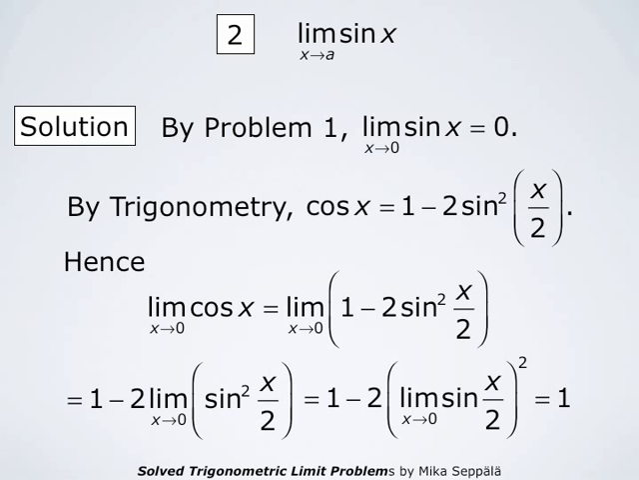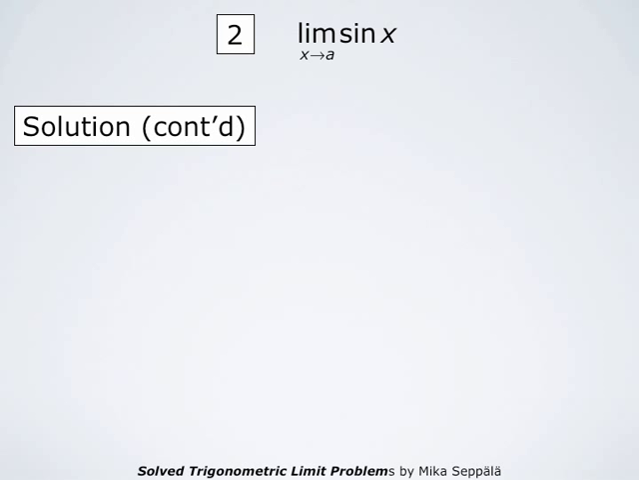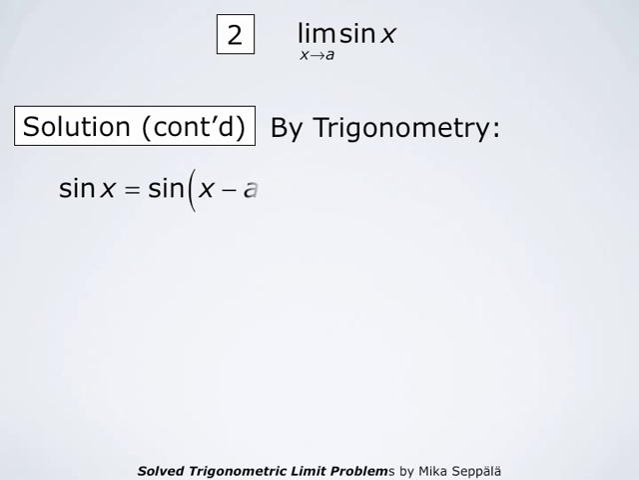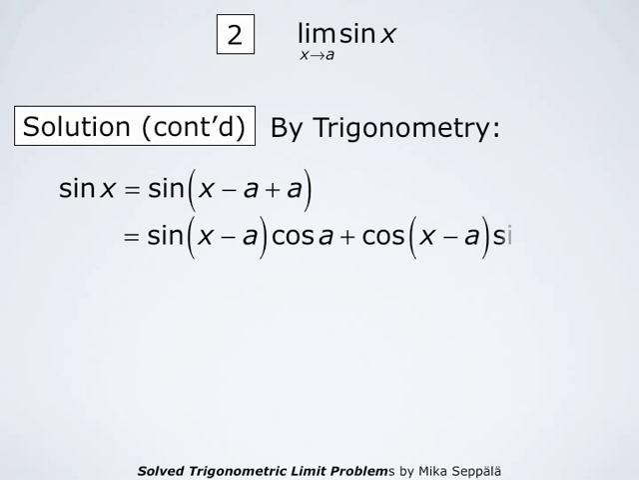We need this information just in a moment. By trigonometry, sine of x, which is of course sine of x minus a plus a, is sine of x minus a times cosine of a plus cosine of x minus a times sine of a. A is here now a fixed number. Hence, when we compute the limit of sine of x as x approaches a, it is the same as the limit of sine of x minus a times cosine of a plus the limit of cosine of x minus a times sine of a, as x approaches a.